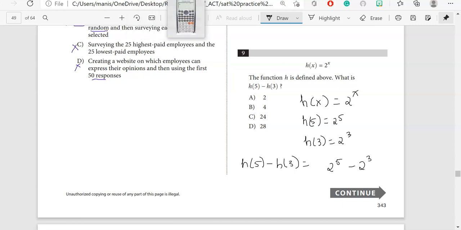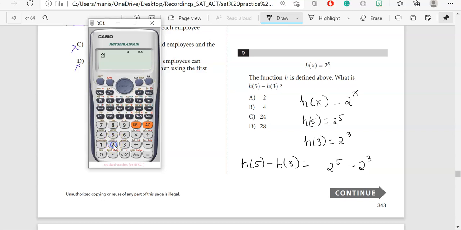Now again, keep in mind this section is about using the calculator. I'm using my scientific calculator. You can buy this from Walmart. It just costs around $10, or you can go to any grocery store. You can find it at Office Depot, Staples and all those stores.